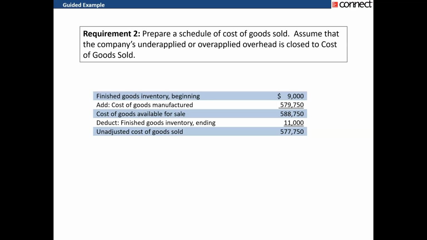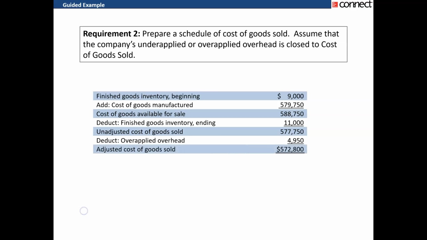So what we need to do is we need to make this unadjusted cost of goods sold the adjusted cost of goods sold by allowing for what we under or over applied. Let's take this unadjusted cost of goods sold and subtract what we over applied, which I had calculated for you at the beginning. Now, because we over applied our overhead, we need to subtract it from cost of goods sold. When you over apply, that means you have recorded too much cost. So we need to back some out.